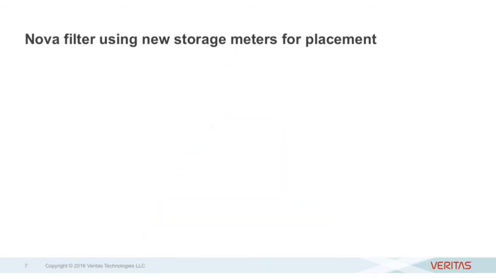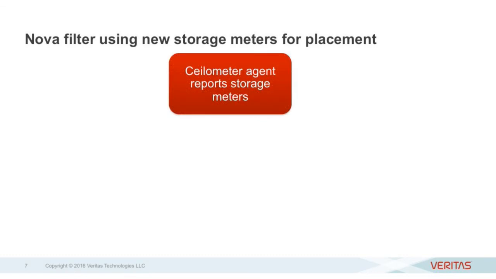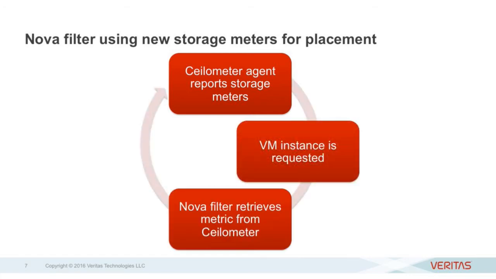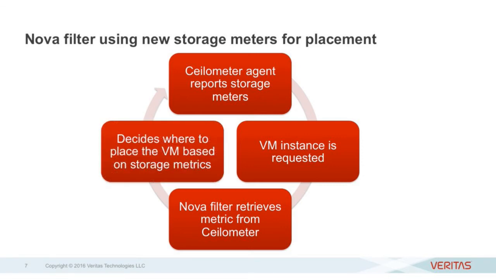So let's look at how we can use these metrics for placement using the Nova filters. In this workflow, you'll have the Ceilometer agent, which is reporting these new meters. When a VM instance is requested by the tenant, Nova will retrieve the current metrics, a snapshot of the current metrics from the Ceilometer database, and will make the placement decision based on that.